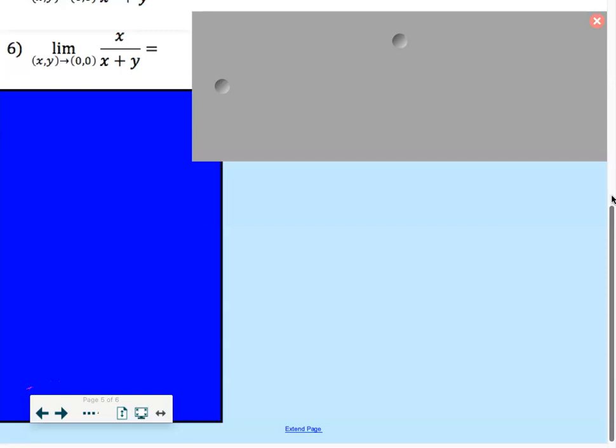Wait, Mrs. Price? Yes. So if you said x equals a constant, can it be any number? Well, it still has to approach the same point. Yeah, you have to always be approaching the point 0, 0. So if we set x equal to a hard constant of 0, you get 0 over y, which is 0. So you got one of them.